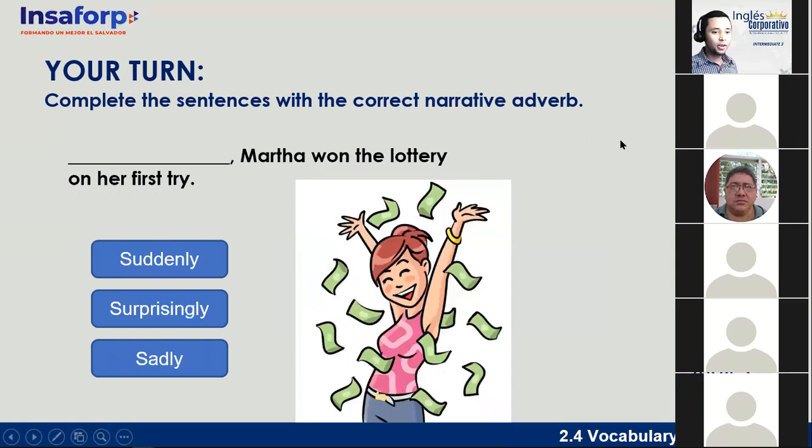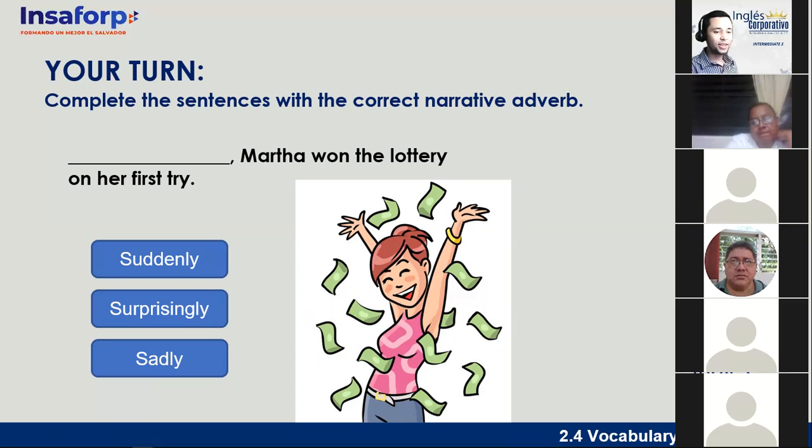Suddenly, surprisingly, or sadly, Martha won the lottery on her first try. Surprisingly. Okay, Maritza says surprisingly. Let's check. That is correct. Very good. Surprisingly, Martha won the lottery on her first try. Imagínense, ganar la lotería al primer intento. Surprisingly, por supuesto. Okay, very good.